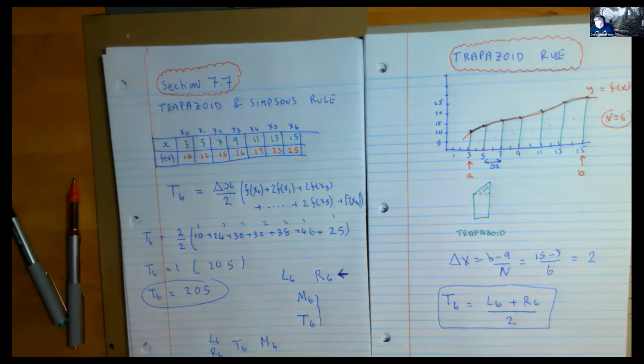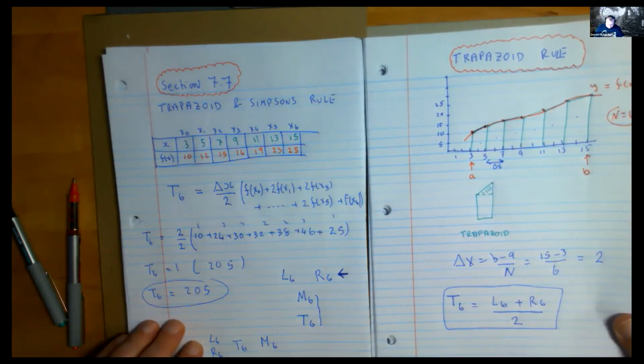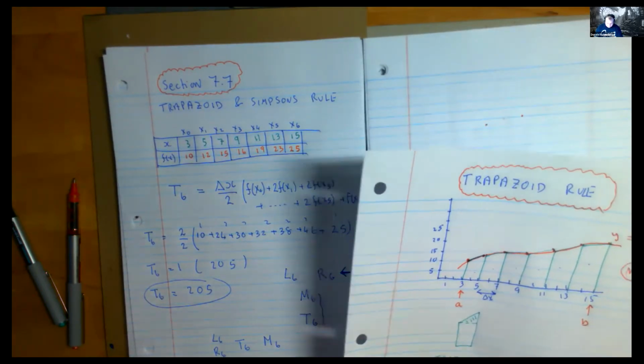So you could have said that T6 is just the average of L6 and R6. I guess if you were really wanting to make your life hard, couldn't you find L6 and R6 the usual way and then average them out, right? Add them and half it and you'd get the same answer. But it is better. So we like it. For the same number of strips, it's a little bit more work, but it is more accurate.